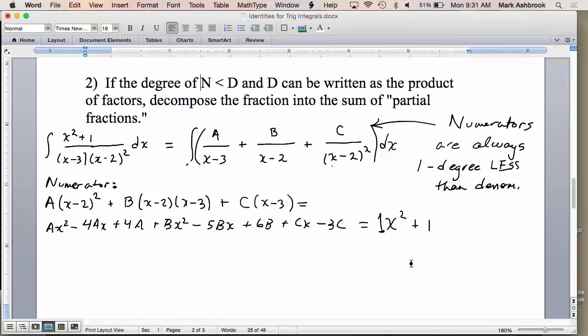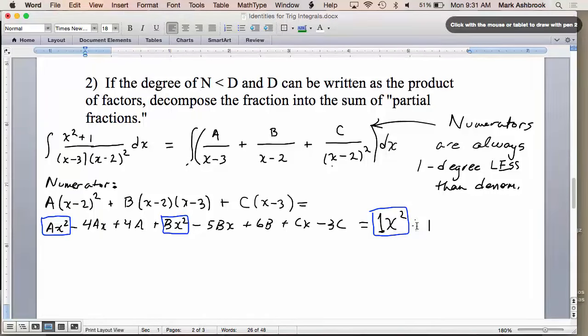So what equals the coefficient of x squared? A, we got an A, so I'll do blue boxes here. Ax squared. Those are our x squared terms. And I should say 1x squared plus 0x plus 1. I really want to make this clear. I need that whole numerator to equal my original numerator, 1x squared plus 0x plus 1. That's what I was originally given.